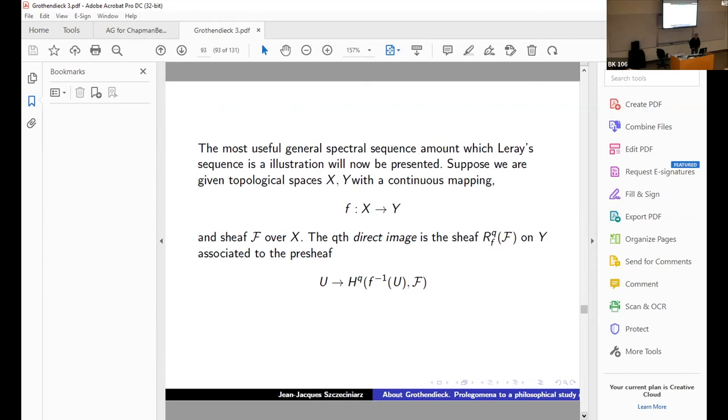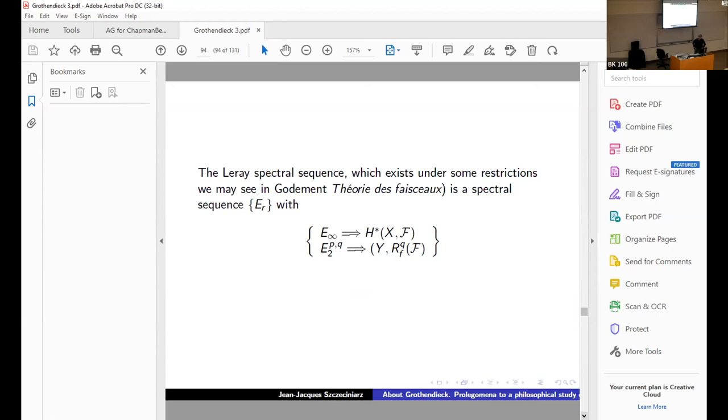Suppose we are given topological spaces X, Y with a continuous mapping f from X to Y. For a sheaf F over X, the q-th direct image of the sheaf R^q f_* F on Y is associated to the presheaf U maps to H^q(f^{-1}(U), F). The Leray spectral sequence exists under some restriction. I think there is an H^p missing in the second one. E_2^{p,q} should be H^p(Y, R^q f_* F).